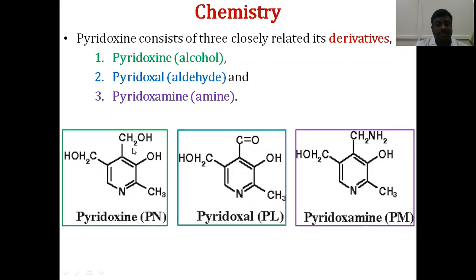For example, if the fourth carbon atom contains an alcohol group, CH2OH, it is called pyridoxine. If it has an aldehyde group, C double bond O, it is called pyridoxal. If the fourth carbon atom contains an amine group, NH2, then it is called pyridoxamine. So vitamin B6 has three derivatives: pyridoxine, pyridoxal, pyridoxamine.